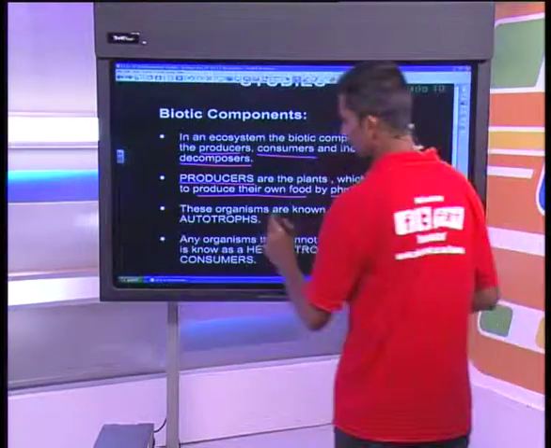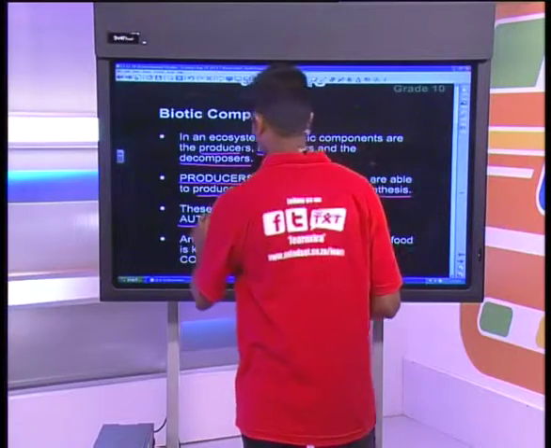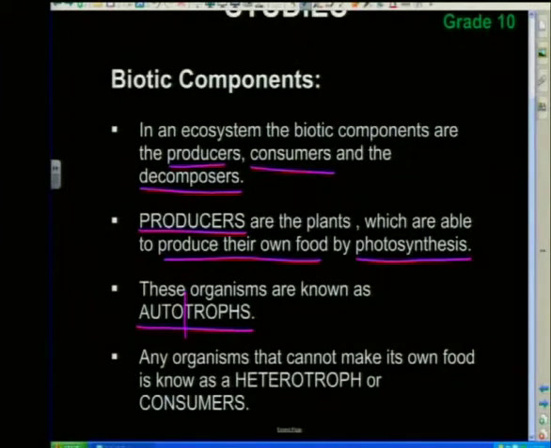These organisms are known as the autotrophs. Auto is broken up into 2 words. Auto meaning self, and trophs refer to their trophic level. So these organisms are capable of manufacturing food by themselves.